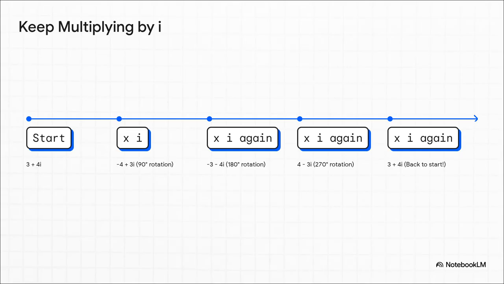And that was no accident. If we multiply by i again, it rotates another 90 degrees, and again another 90. And one last time. It rotates right back to where we started, a full 360 degree circle. This is the big secret. Multiplying by i is rotation.